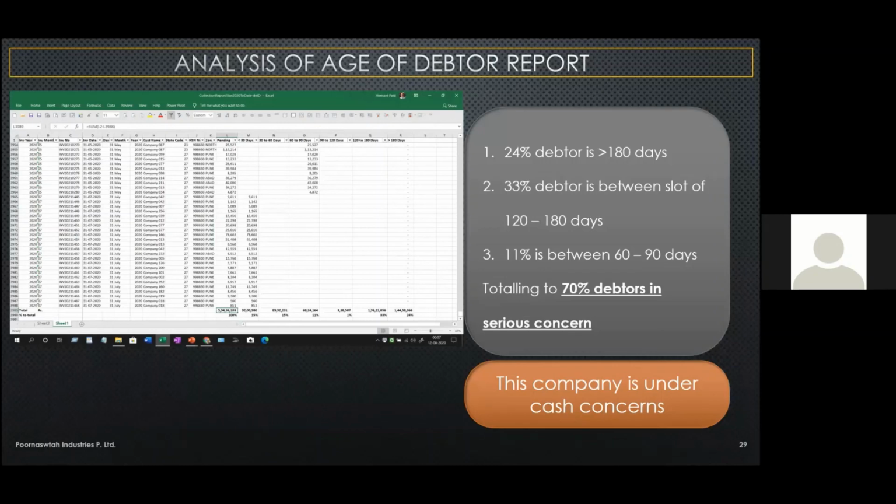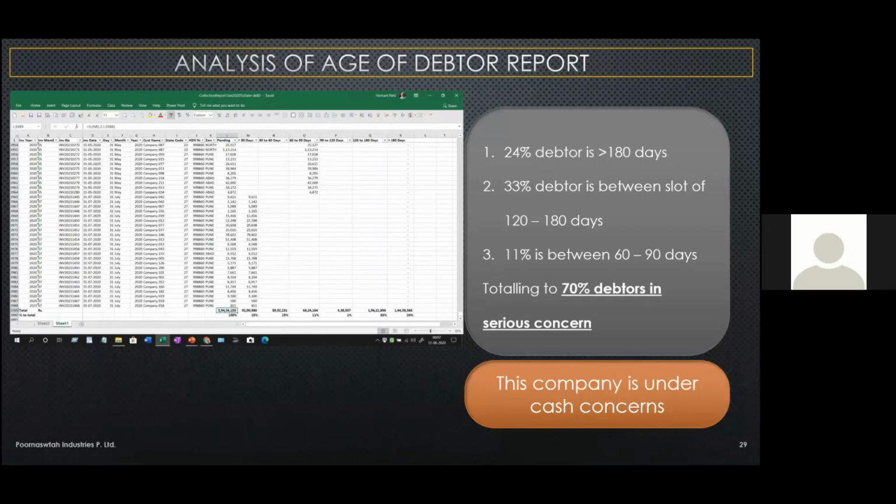Analysis of age of debtors. We had an Excel sheet for that as well to look at the concern. Here we found some need. We analyzed and found that at this level, 24% of debtors are greater than 180 days. So there is a lot of recovery pending. 33% of debtors are in the slot of 120 to 180 days. 11% are between 60 to 90 days, totaling to 70% of debtors in serious concern. So the company is under serious cash flow concerns because of less or delayed recovery.